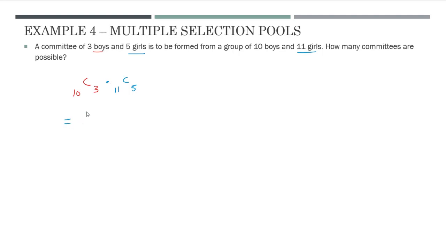For this one, I think we're going to just put this in the calculator as 10 choose 3 times 11 choose 5, and you get 55,440.